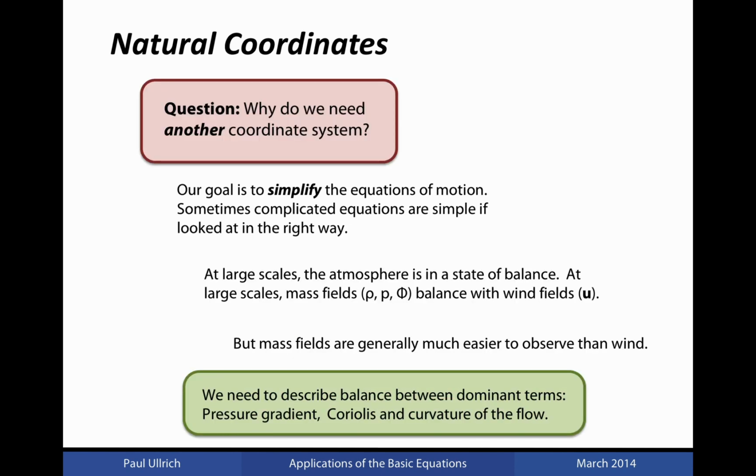So that is where our motivation then comes in for these natural coordinates. Natural coordinates arguably give one of the simplest ways in which we can incorporate curvature in the flow. This will allow us to then develop a new balance relationship, a new diagnostic balance that then exists between pressure gradient force, Coriolis, and curvature, and allow us to explain why there is this discrepancy between the observed wind speeds and the geostrophic wind speeds.